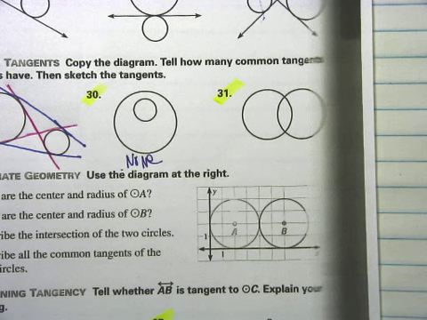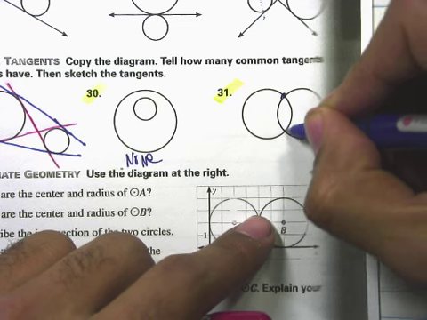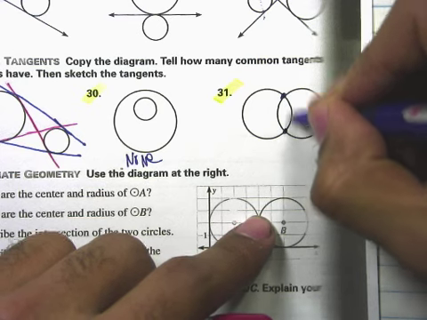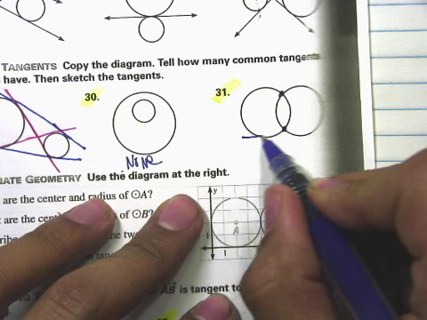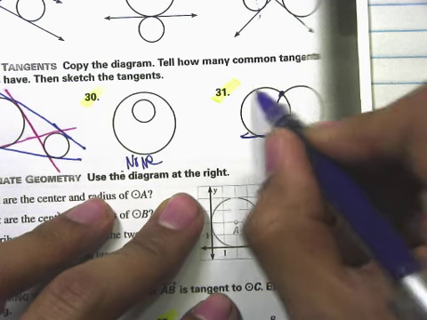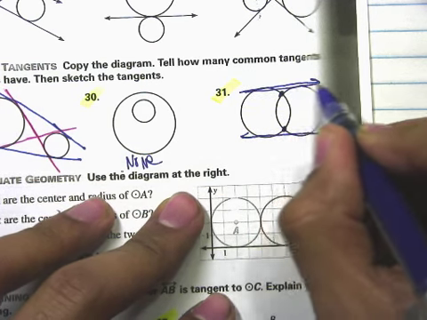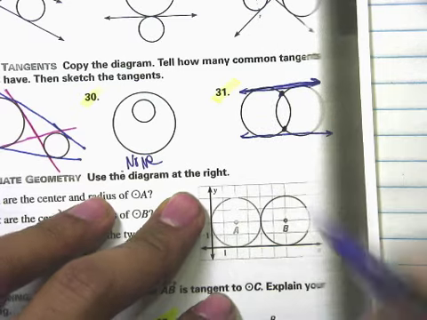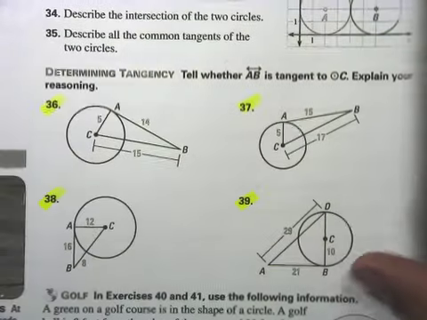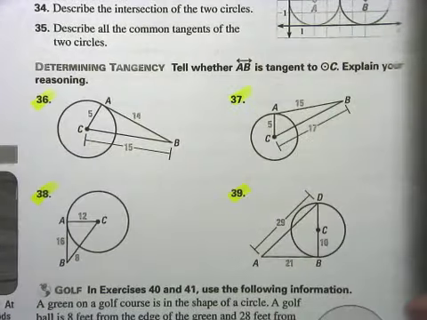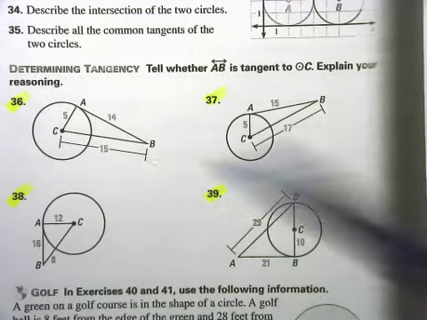And number 31, it says how many common tangents have? Well, they have 2 points of tangency. And if you wanted to draw some tangent lines on the outside, you could probably do that as well. Okay, so that's about as much as you could do with those circles.